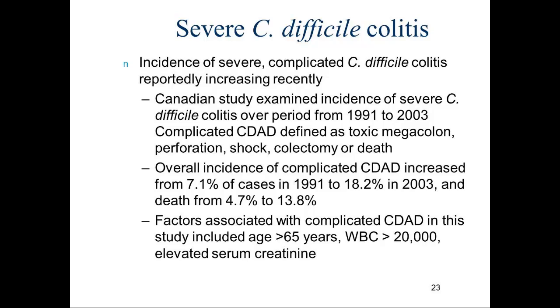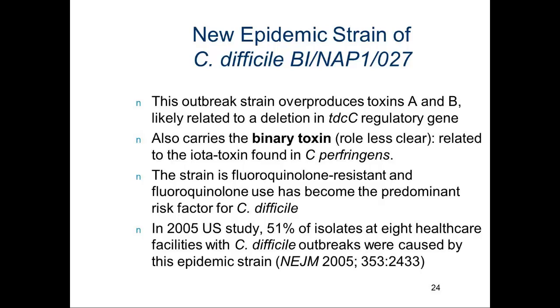So severe C. difficile, of course, has oftentimes been associated with this new epidemic strain, the so-called NAP strain. And this strain overproduces toxins A and B, likely related to a genetic mutation. And it also carries what's called the binary toxin. It's actually related to the iota toxin found in C. perfringens. So we think about how pathologic C. perfringens is when it affects the bowel. It can cause necrosis and so forth. Well, here's another Clostridium strain that carries a factor that's seen in C. perfringens. Now, the NAP1 strain is fluoroquinolone resistant, and fluoroquinolone use has become the predominant risk factor for C. difficile.